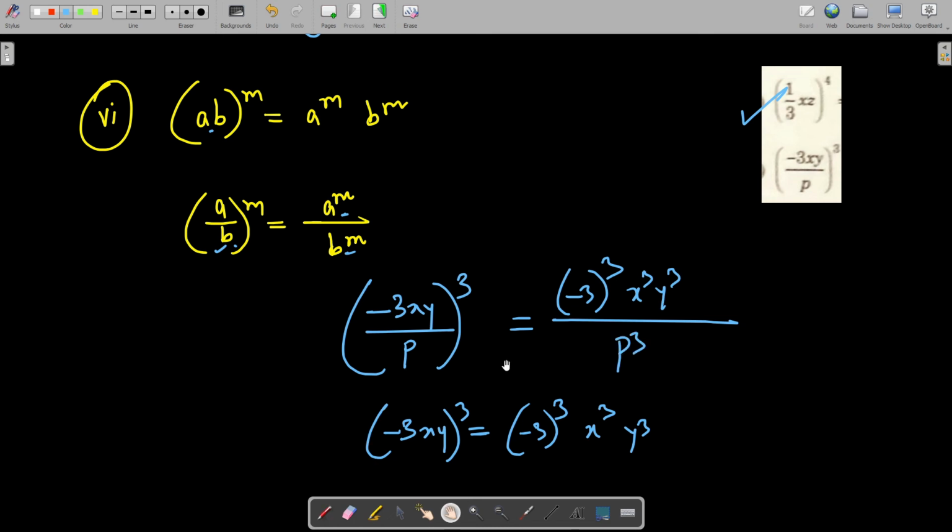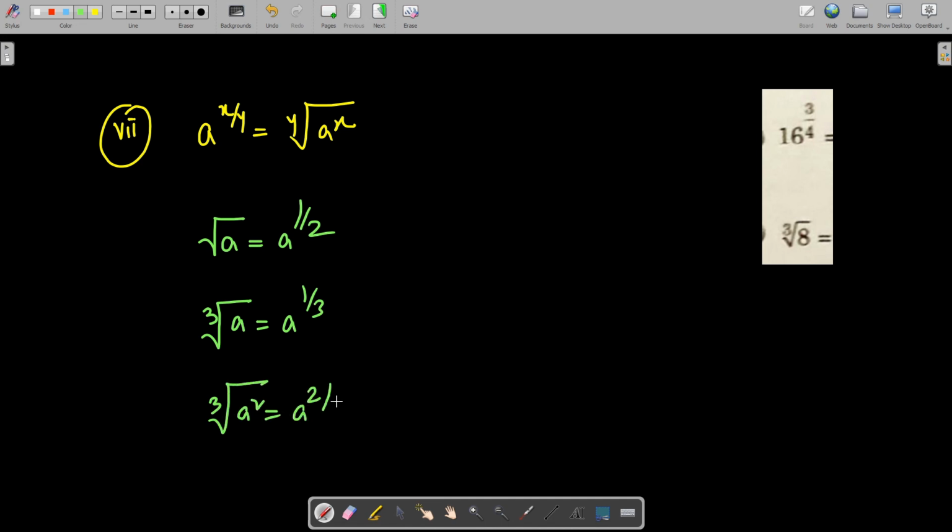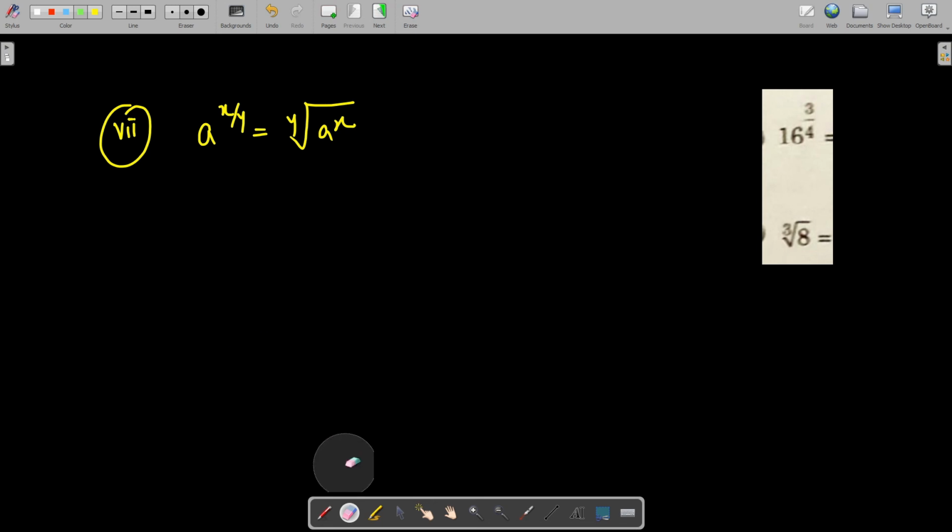Very simple. So yesterday I told you if you have root over a, it simply means a to the power half. If you have cubic root of a, it means a to the power 1 by 3. If you have cubic root of a square, it means a to the power 2 by 3. Now let's try one question. It's given 16 to the power 3 by 4. We need to simplify it.